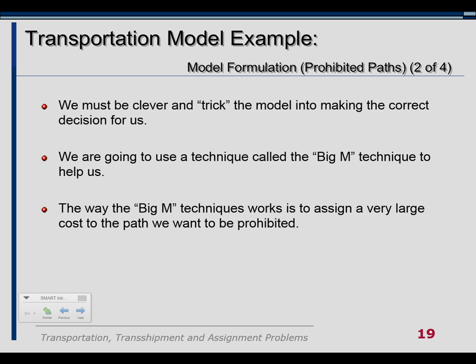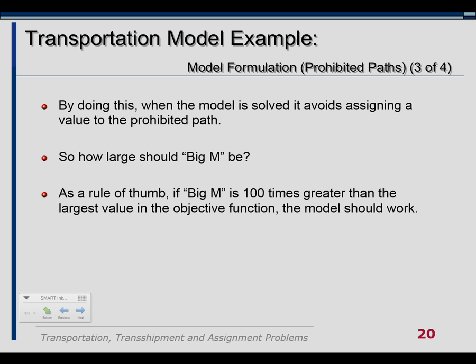The mathematics behind this is just going right along, just solving, and you're saying, well, we want it to be between 0 and 1, and a 1 is going to mean do it, and 0 is going to mean not do it. So we're always trying to trick these models to help us get the answers we want. So we use a technique referred to as the Big M technique. The way the Big M technique works is to assign a very large cost to the path we want to be prohibited. You see Big M techniques all the time in OR. By doing this, when the model is solved, it avoids assigning a value to the prohibited path.